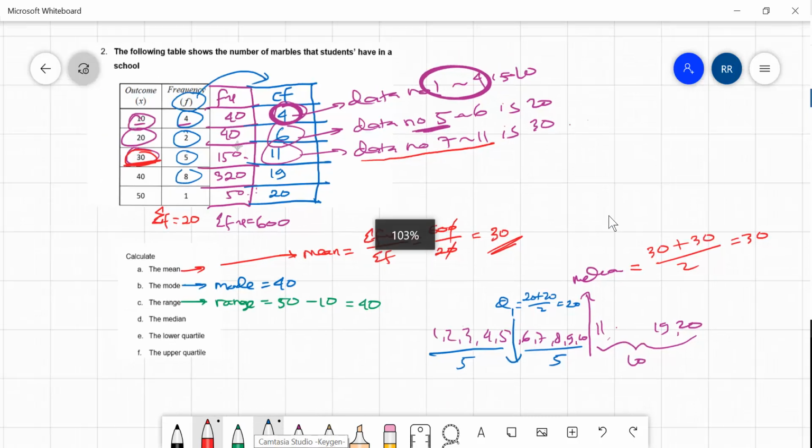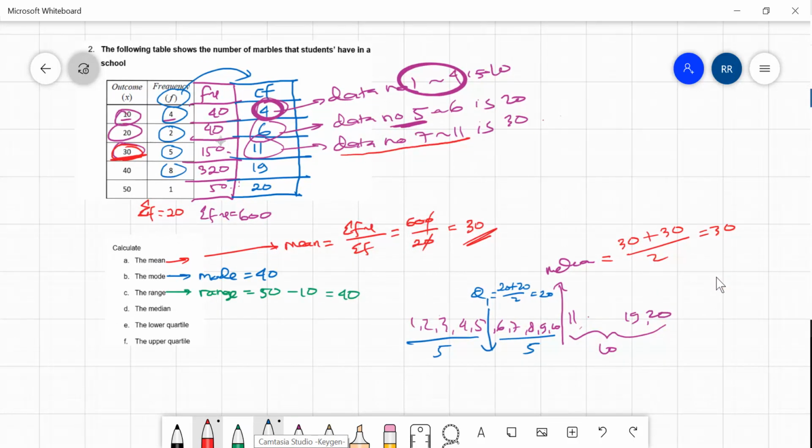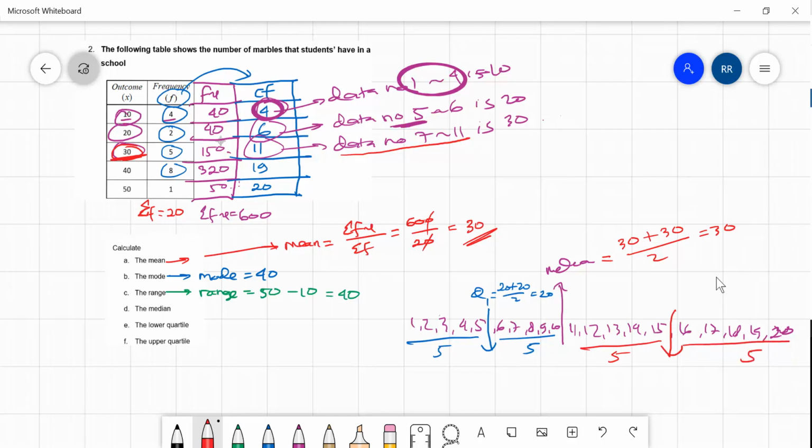And the same thing goes to the upper quartile, right? So you can see data number 11 until 20, right? On the right side, I'm going to rewrite this, right? Data number 11, 12, 13, 14, 15, 16, 17, 18, 19, and 20. Okay, let's divide those into 2 equal parts. It's actually going to be here, right? Because we have 5 data over here and we have 5 data over here, right? 1, 2, 3, 4, 5, 1, 2, 3, 4, 5. So which means that the quartile 3, the upper quartile, is going to be in the middle of data number 15 and data number 16.